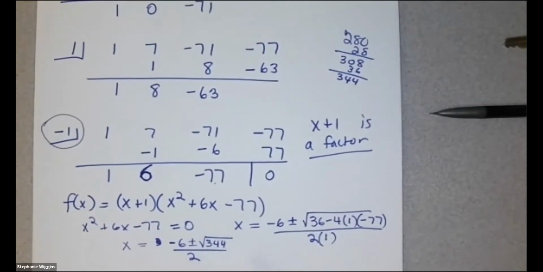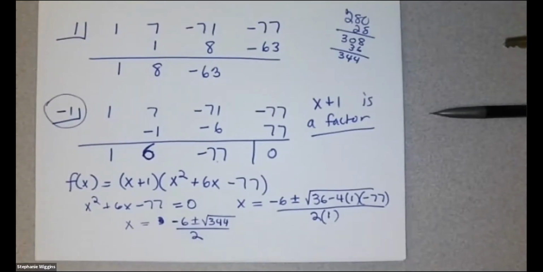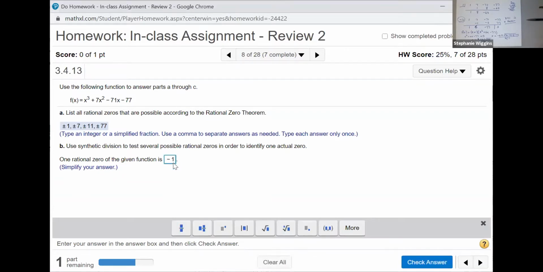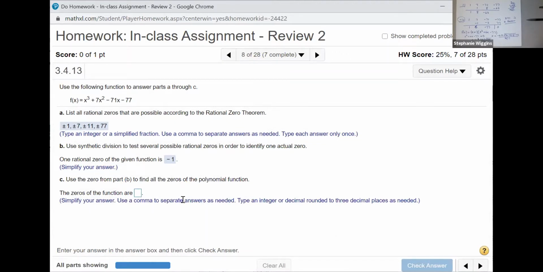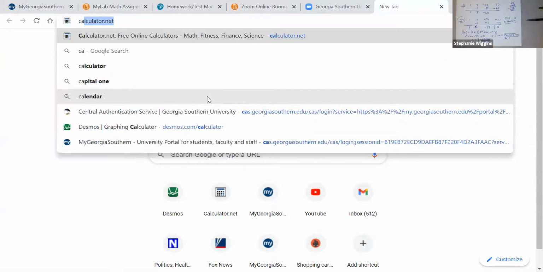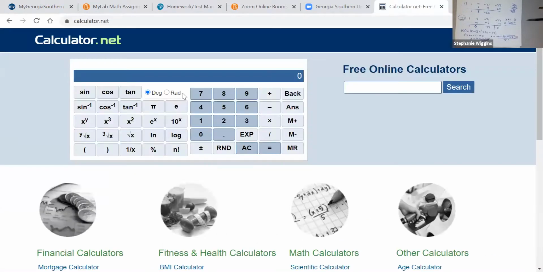Now I bet you they want decimal answers. Let me go check and see what they want exactly for answers. It says use a comma, type in integer or decimal, rounded to 3 decimal places as needed. So I'm going to do the decimal rounded to 3 places. So let me go ahead and use my calculator. For the test, you won't have to use the calculator. You can just leave it in simplified form. I'm not picky about what form it's in, but because we're doing MyLab Math, we need to have the exact answer.